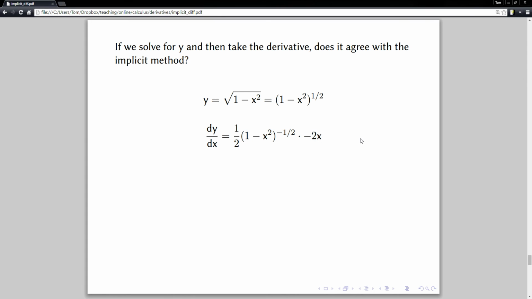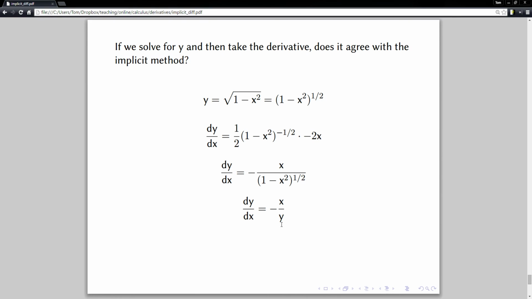Okay, and just cleaning that up a little bit, if I multiply 1/2 times -2, I'll get a -1, so that's where this negative sign came from. The x I'll just put on top, and since all this expression here had a negative exponent, I'm going to move it down to the bottom part of the fraction and get 1 minus x squared to the 1/2 power. All right, so that's the derivative of this function here, the function that gives the top half of the unit circle. So if you remember when we took the derivative implicitly, this is the result we got, dy dx equals minus x over y.